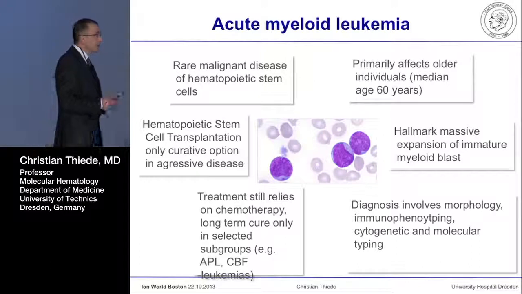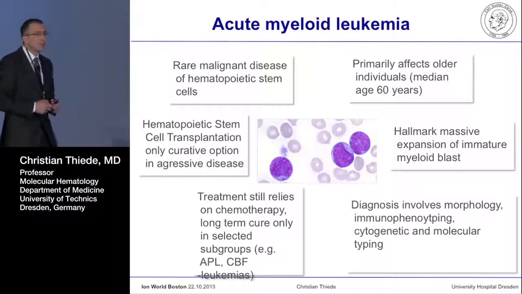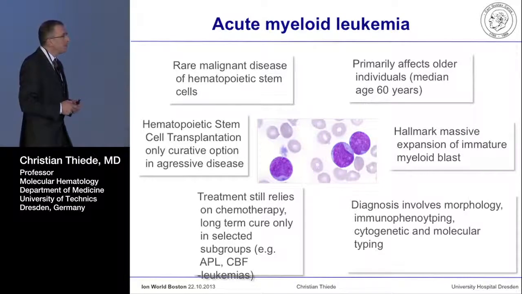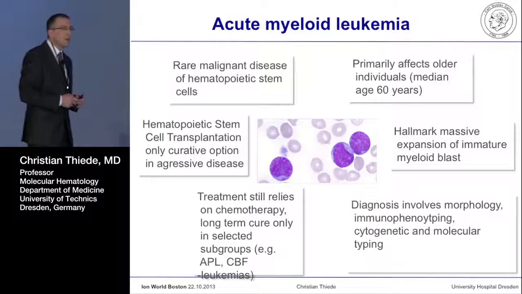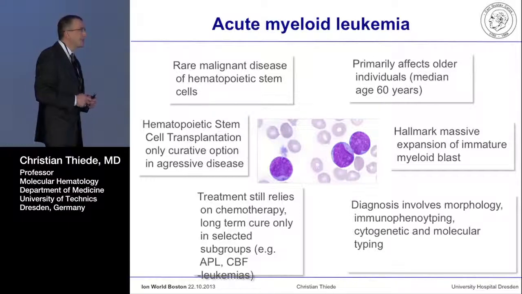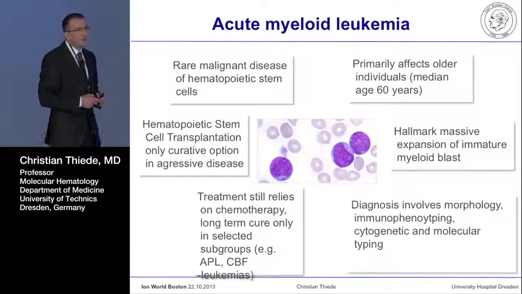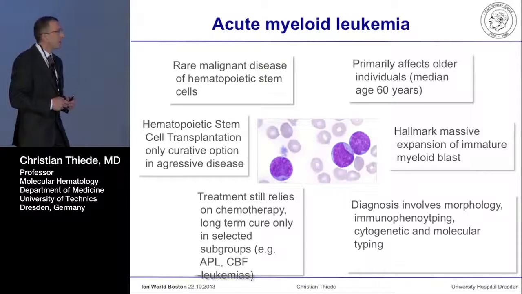Diagnosis involves, of course, morphology. The microscope is still the most important part in the diagnosis of AML. But in the meanwhile, immunophenotyping and cytogenetic classification has become especially important, and also molecular tests have been employed. The treatment of this disease still relies mostly on chemotherapy, although some targeted approaches have been developed in the past. They are restricted to certain selected subgroups.